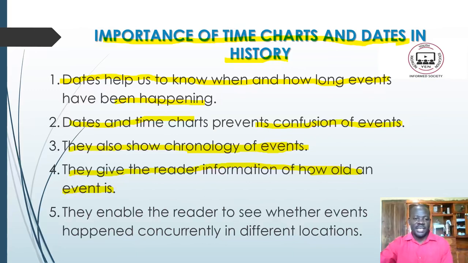And not only that, they enable the reader to see whether events happened concurrently in different locations. So you can be assisted to know that this thing that happened here also happened somewhere else. Or when something was happening here, something else was happening somewhere else. You can see that in the same year, something also happened somewhere else. So you can know that other things happened at the same time. That is concurrently.